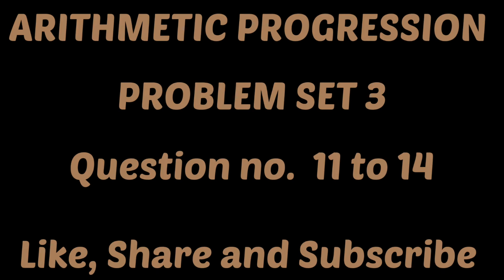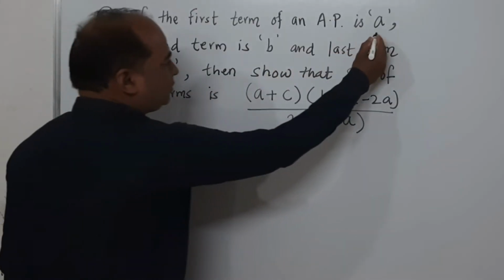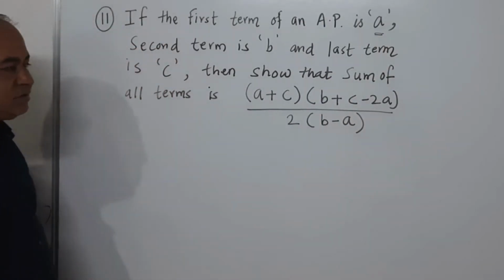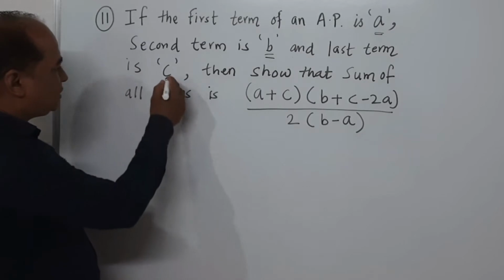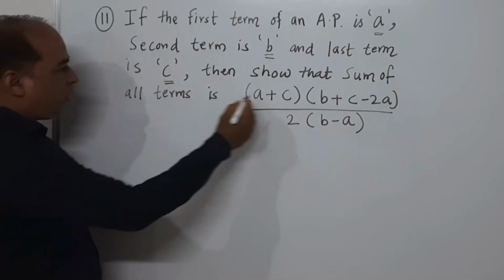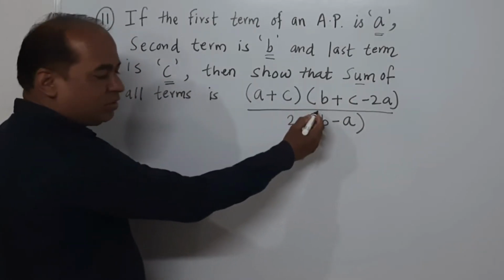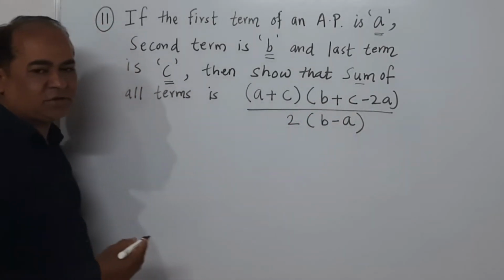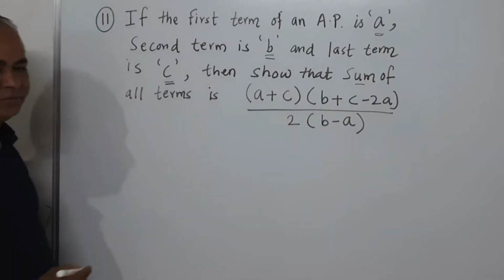11th example. If the first term of an AP is A, the second term is B and the last term is C, then we have to show that the sum of all terms is (A plus C) into (B plus C minus 2A) upon 2 into (B minus A).